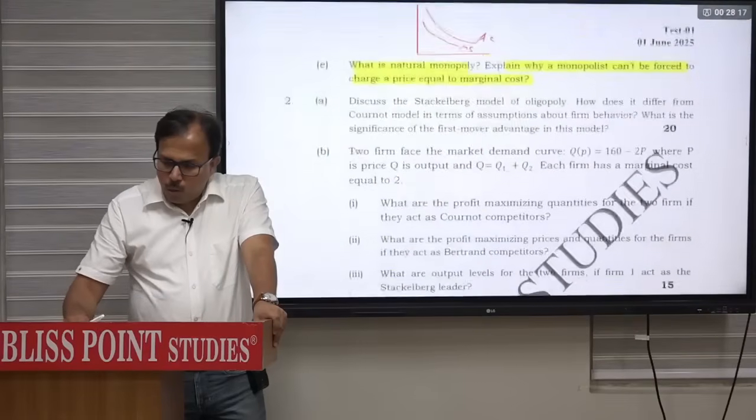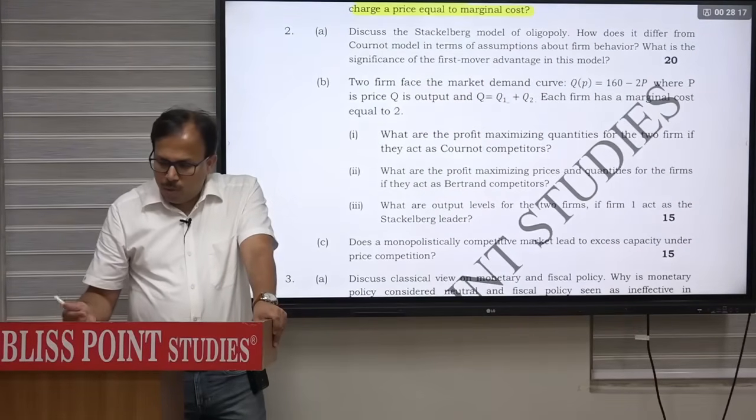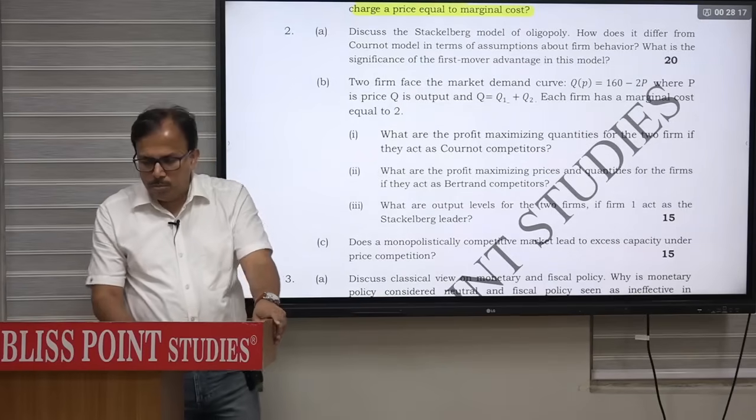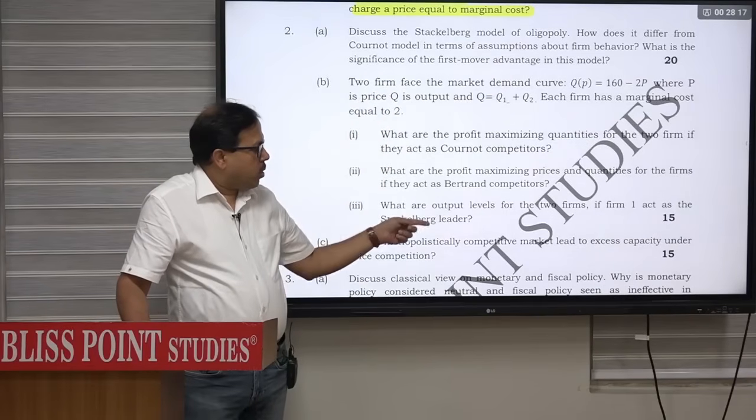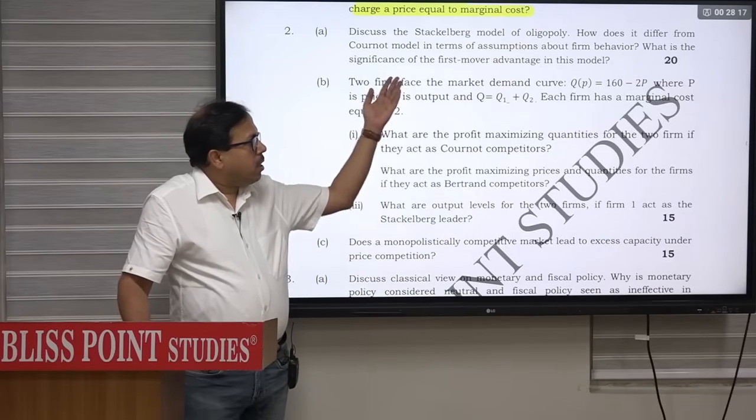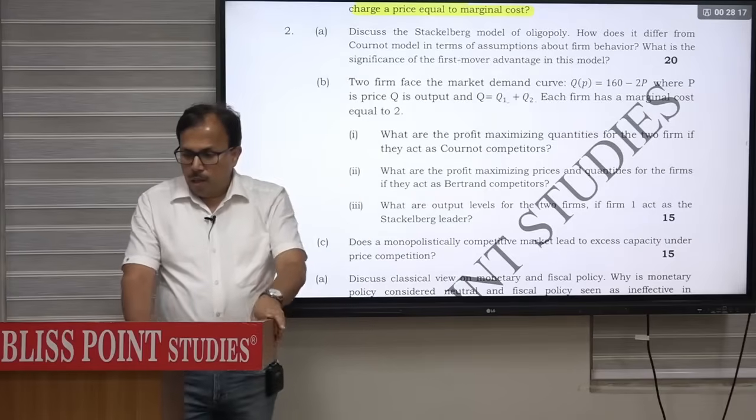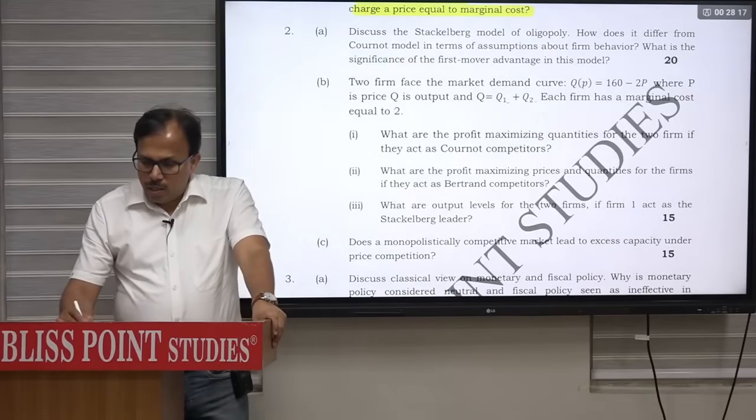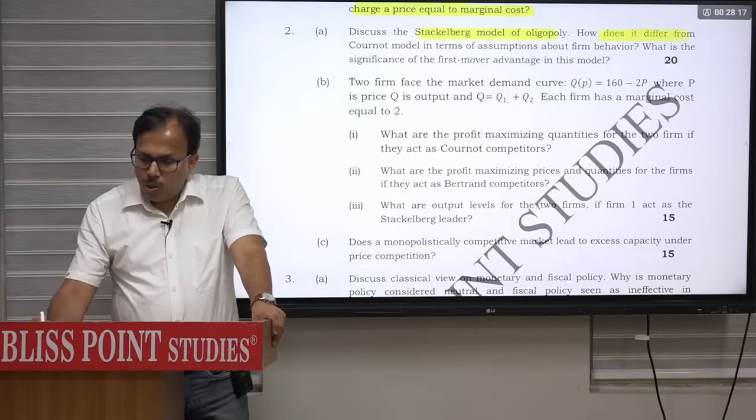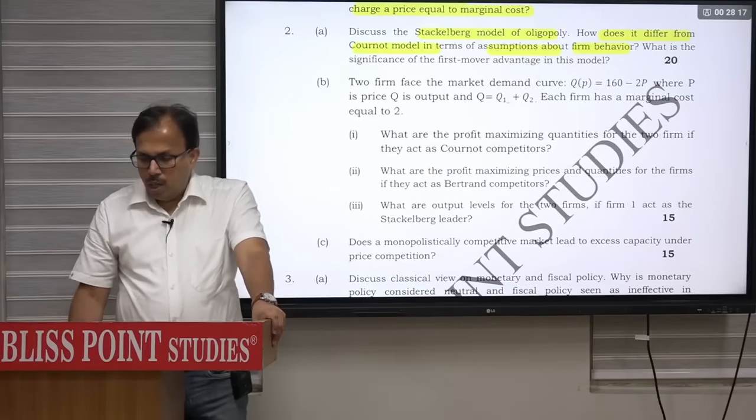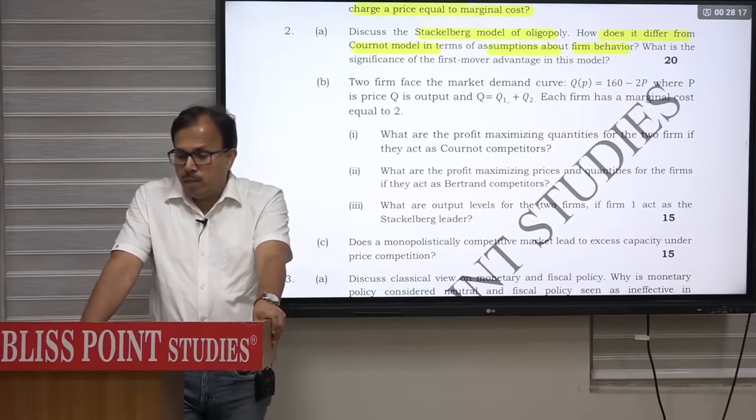Come to question number 2. Question number 2 के अंदर एक numerical है और coordinate 10 marks, and one theoretical question is this. In fact, 2 theoretical. One is for the excess capacity and this is a new question. 2 is: discuss the Stackelberg model of oligopoly. How does it differ from the Cournot model in terms of assumption about firm behavior? And what is the significance of first mover advantage in this model? So 2 or 3 parts of the question.